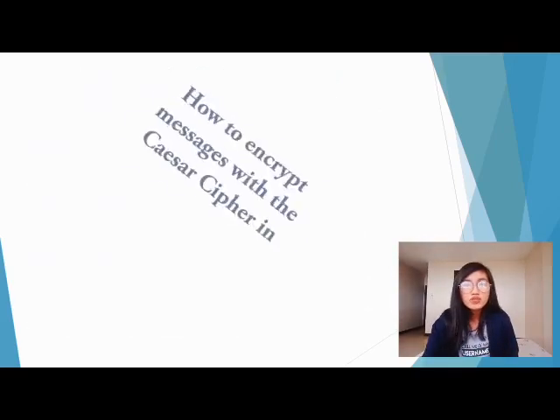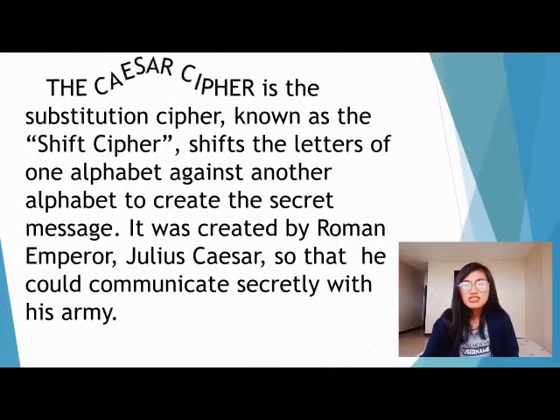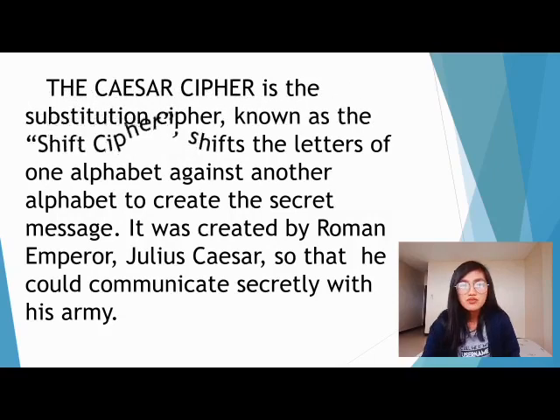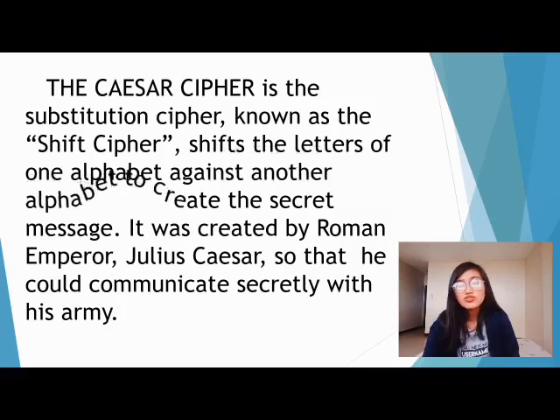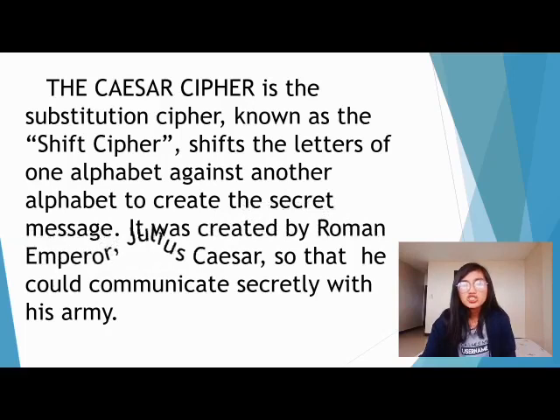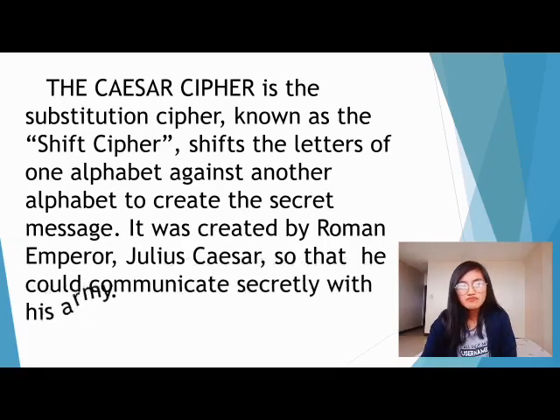I am going to show to you the simplest way on how to encrypt messages with the Caesar cipher in 7 steps. The Caesar cipher, a substitution cipher, known as the shift cipher, shifts the letters of one alphabet against another alphabet to create a secret message. It was created by Roman Emperor Julius Caesar so that he could communicate secretly with his army.